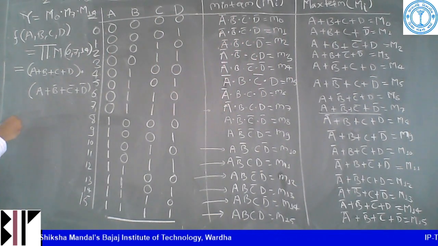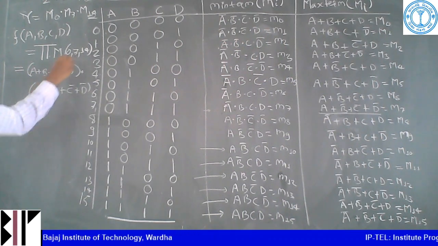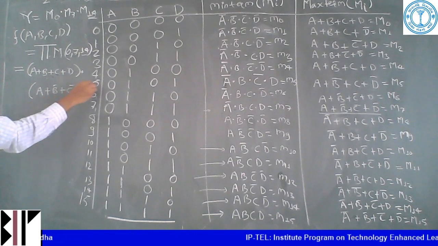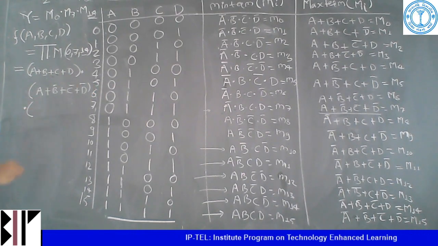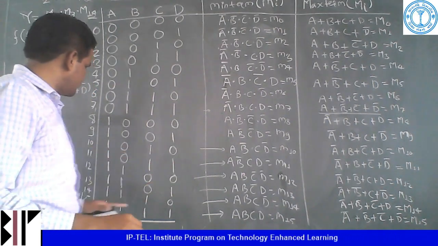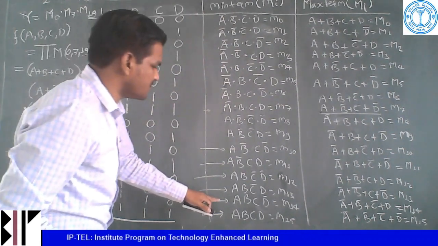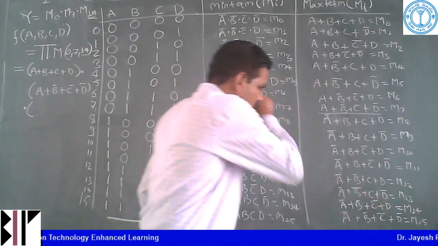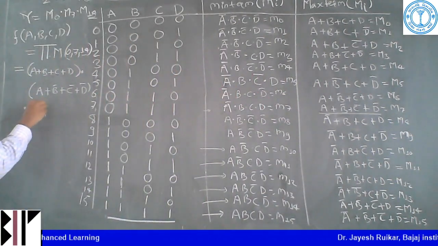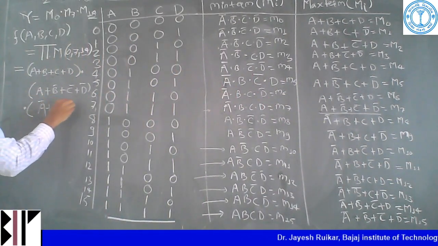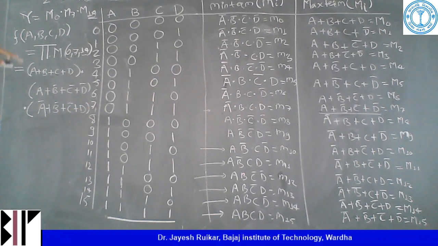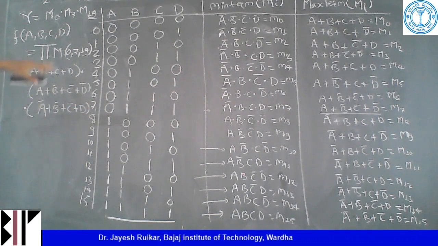The next term is 14, so then dot 14. How do I represent 14? I will directly write it down. This is my M14, the max term, A bar plus B bar plus C bar plus D. So this way I am able to represent the min terms and max terms.